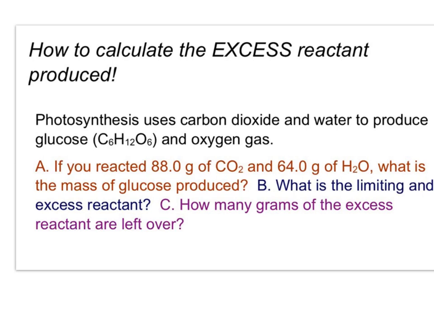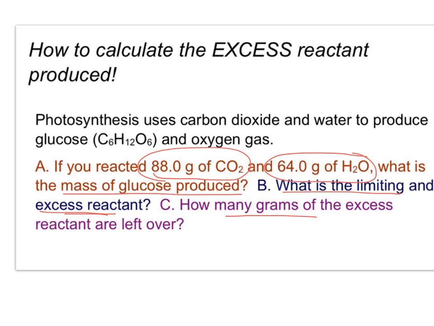Here is a reaction. Photosynthesis uses carbon dioxide and water to produce glucose and oxygen gas. So the problem is, if you reacted 88 grams of carbon dioxide and 64 grams of water, what is the mass of glucose produced? What is the limiting reactant? Now, that actually has to be calculated to figure out how much glucose will be produced. What's new is this thing that we call the excess reactant, and then the question says how many grams of excess reactant are left over.